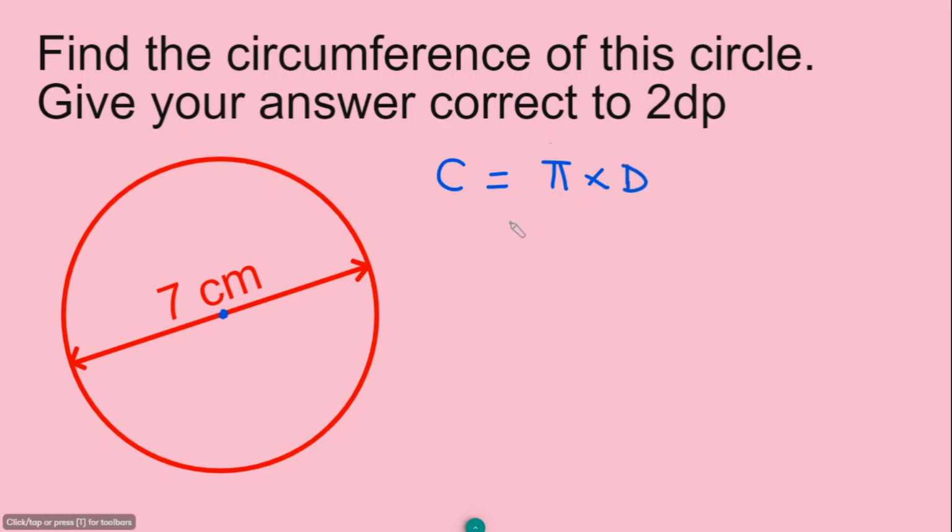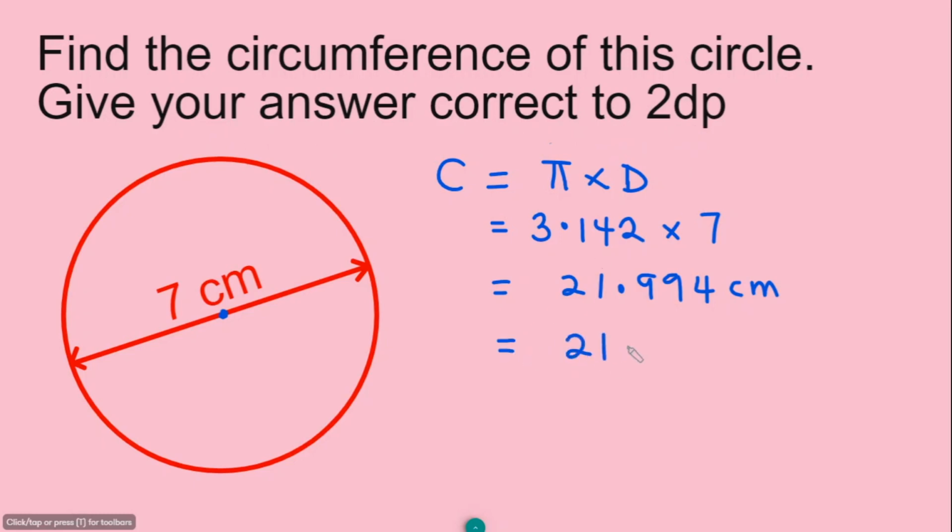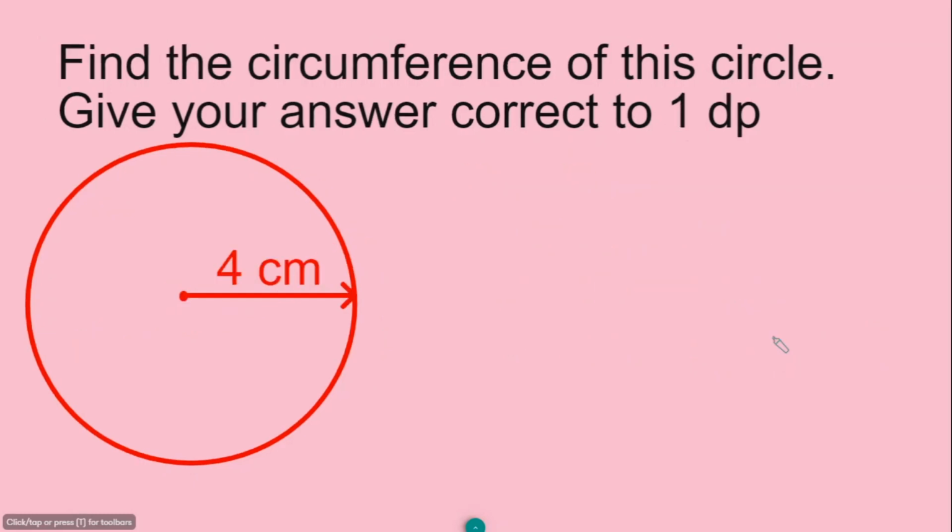I already know the value for pi, which is going to be 3.142, and the diameter here is 7 centimeters. So if you multiply this out, you're going to have 21.994 centimeters. Because we are instructed to give our answer to 2 decimal places, this is going to be 21.99 centimeters. That was pretty easy, right? Okay, so let's move on to the next.